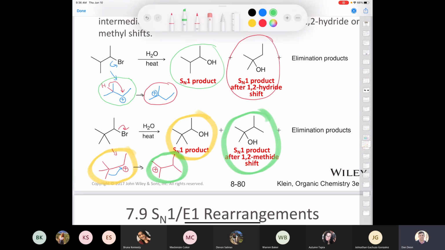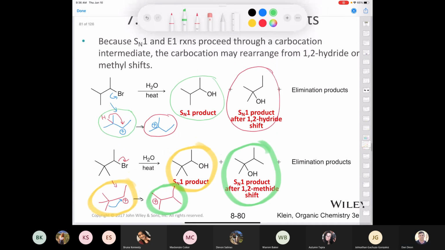So again, what's the bottom line? The bottom line is, if a carbocation rearrangement can occur to give you something more stable, it's going to happen. So you end up with a mixture here. You end up with mixtures. Look, you end up with two alcohols here, some elimination products. You end up with two alcohols here and some more elimination products.